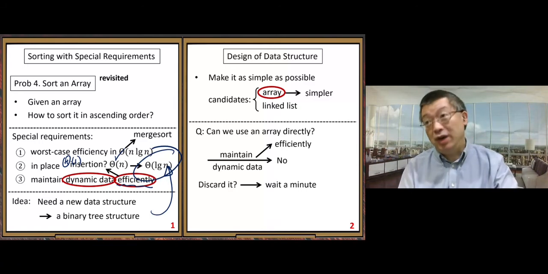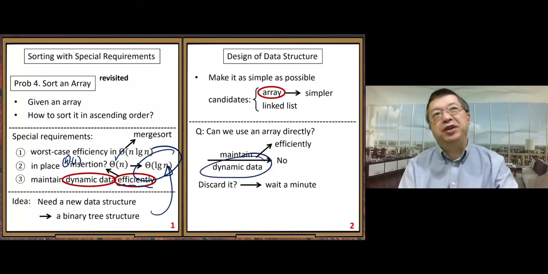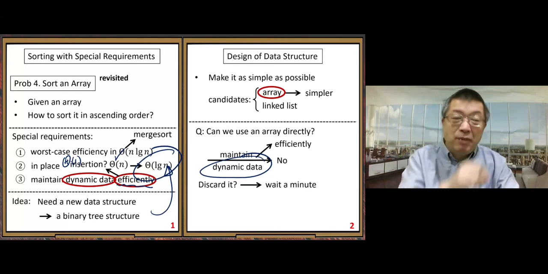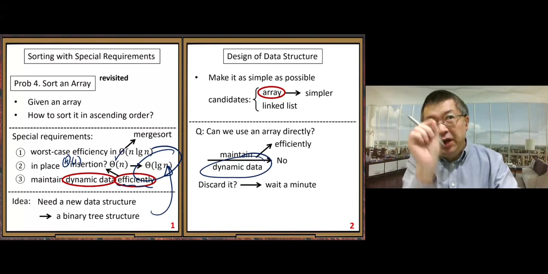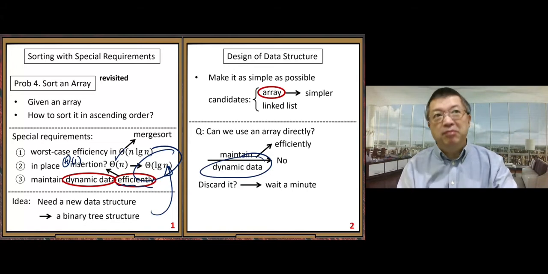then we can save this nice data structure. We like its simplicity, but we just want it to have some extra feature: support the dynamic data efficiently. That's the thing we need, and we don't have it at this point. The question is, can we do some extra work to add that feature into the array? If we can do it, we will have a perfect candidate.